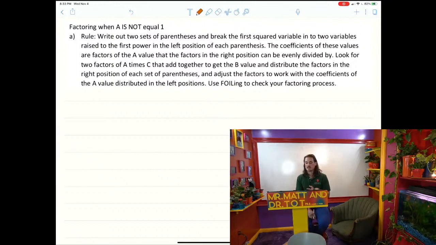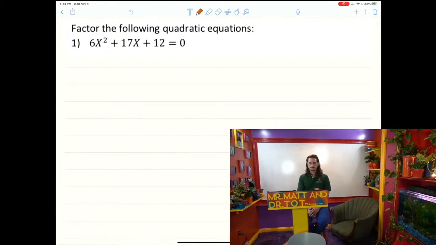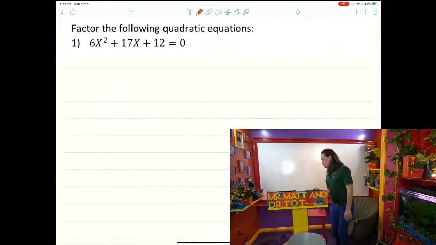So that sounds like a lot, and it is a little, two extra steps that can be quite confusing to students. But it actually comes a lot easier when we look at some examples. So let's look at number 1. Number 1 says 6x squared plus 17x plus 12 is equal to 0. So now a is not equal to 1. Here a is equal to 6.